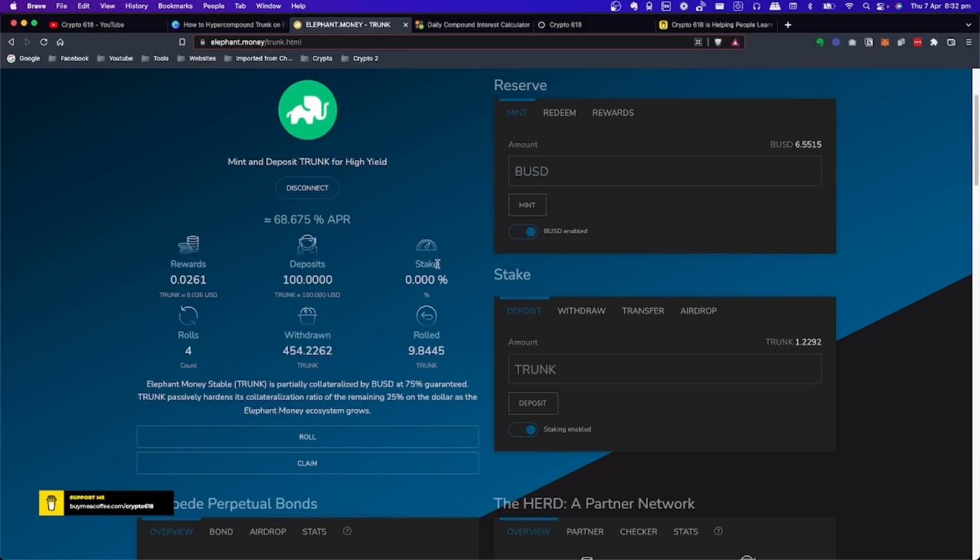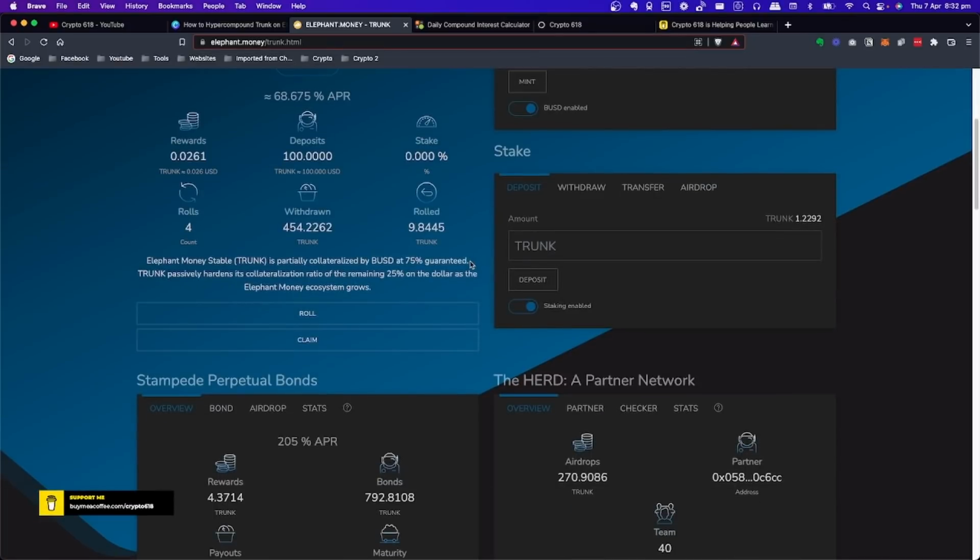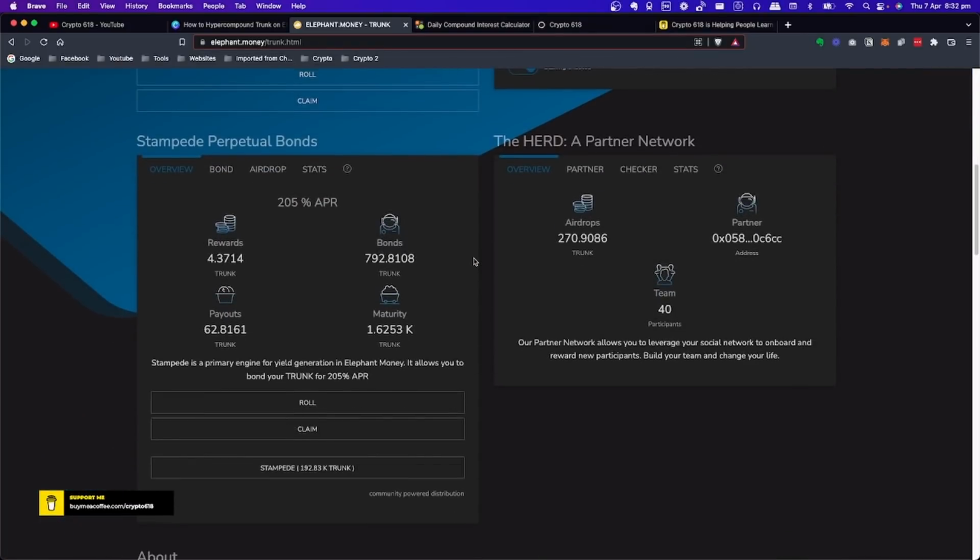So you can imagine if you were to stake in this, you could then pull this out at any time and redeem for BUSD if you wanted to do so. So that's just an added aspect of it. So very excited about this project.